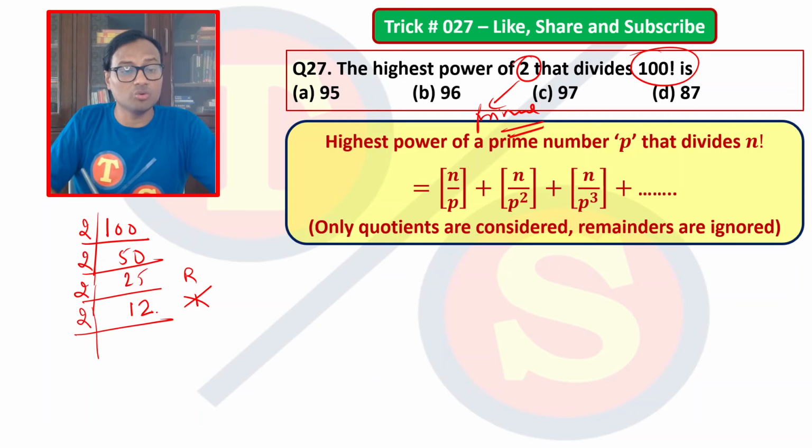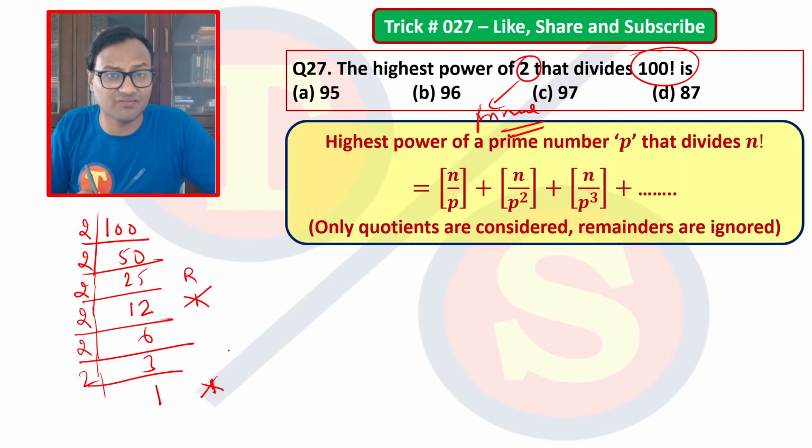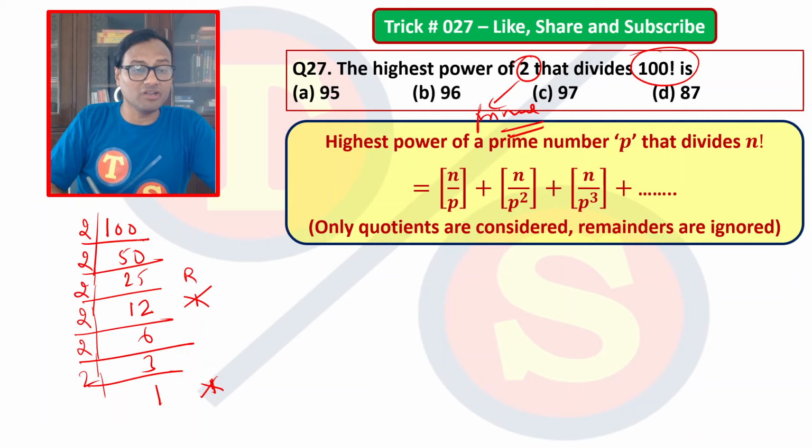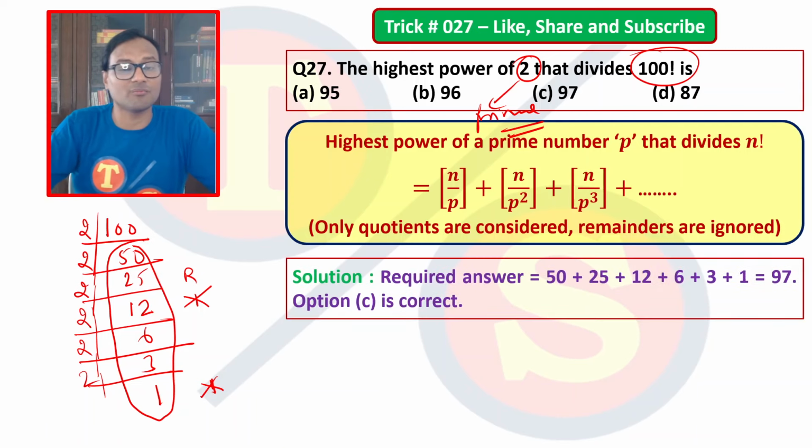And then 12 divided by 2, it will be 6. 6 divided by 2, it will be 3. Then 3 divided by 2, it will be 1. Again, the remainder will be 1, but that is again not going to be any significant number for us. The only significant values are these, which will help us to calculate the power of 2 in 100 factorial. So power of 2 in 100 factorial will be the sum of all these values. Just add them up and you will get to know that the answer is 97.